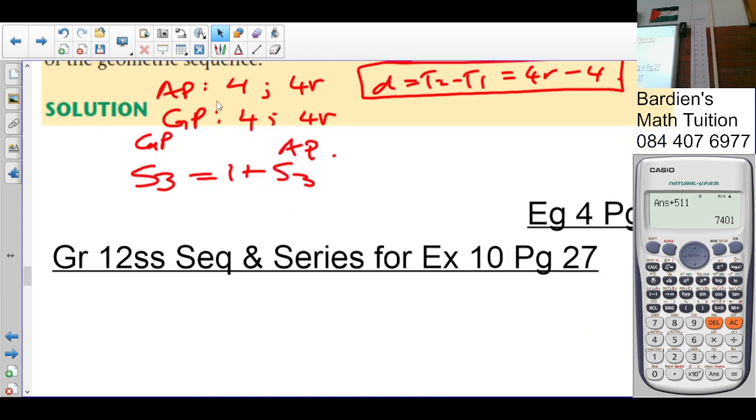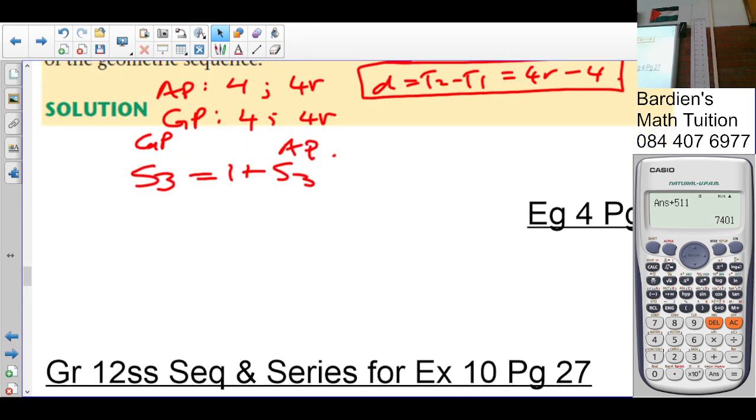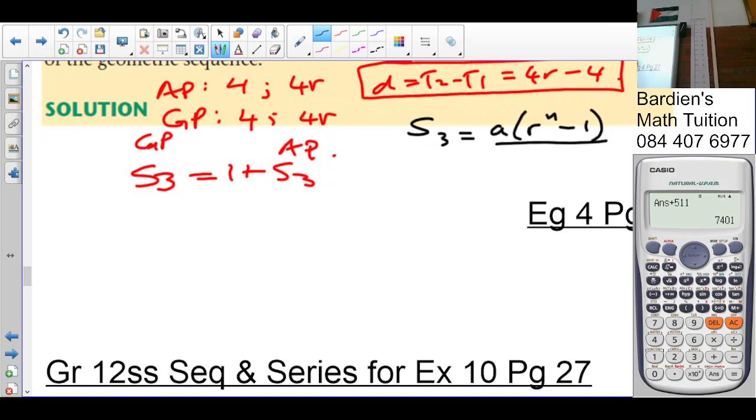It's down here, we don't need that information any longer. That is what we need now. Okay. So going with that information, to work out the sum of the geometric sequence, Sn is equal to a(r^n minus 1) over r minus 1. This is your Sn.